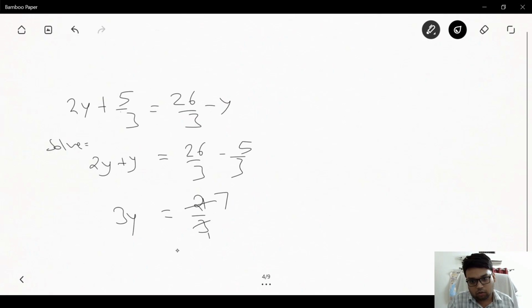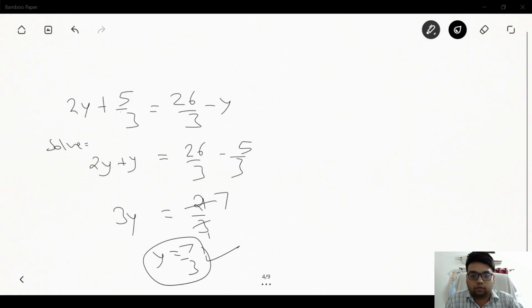3 ones are 3, 3 sevens are 21. So y is equal to 7 by 3. Is it our answer? Yes, this is our answer.